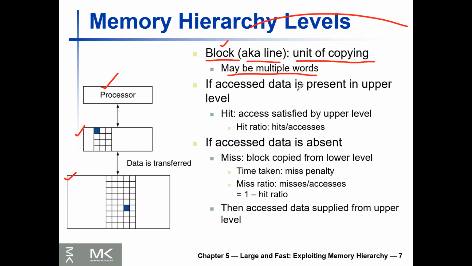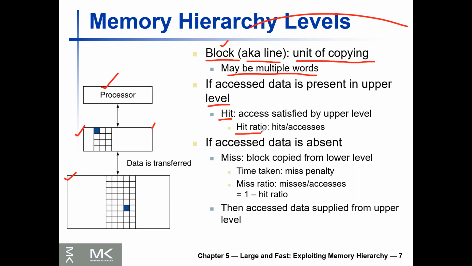Now, if the accessed data is present in the upper level, which is the cache, I told you it is called a hit. So if this is a hit, the processor has no need to go down and search for the data because it is already available in the upper portion. So the processor will continue its execution. So a hit means the access is satisfied by the upper level.